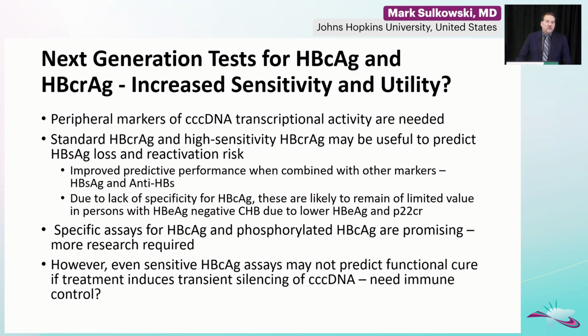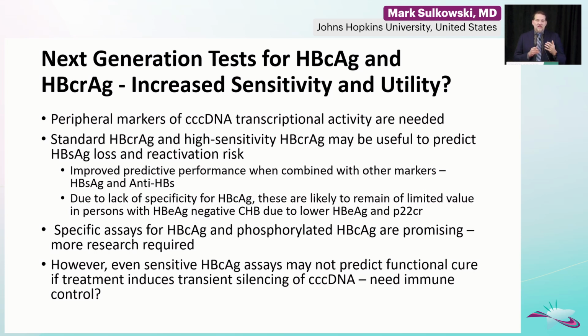So to summarize some of the things that I've talked about, would increased sensitivity help and improve utility? Well, I'll start with the first bullet point, that we absolutely need better peripheral markers of cccDNA transcriptional activity. I think we also need to start thinking about the patients we're enrolling in clinical trials and treating in practice, not just based on where their peripheral markers are, but what they're telling us about the infection in their liver and what they're telling us about how close they are to control that infection. So I think that there's certainly no question that a higher sensitivity correlated antigen may be useful in predicting patients who will lose S antigen and reactivation risk. I think there may be improvement if we combine those.